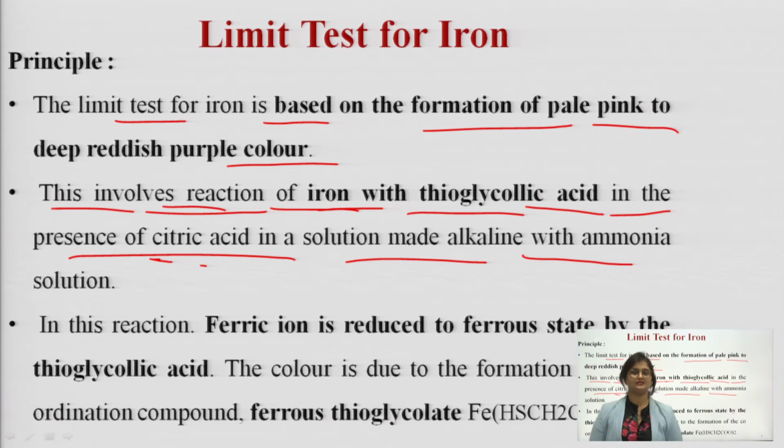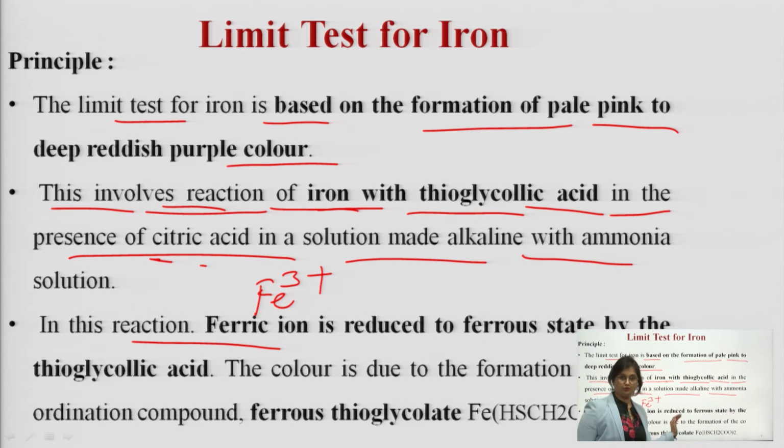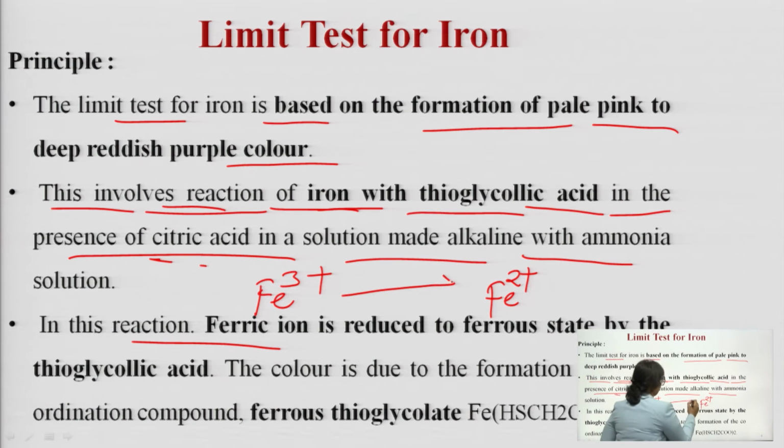In this reaction, the ferric ion is first reduced to the ferrous ion. Fe3+ is reduced to the ferrous state, Fe2+. The ferric ion is reduced to the ferrous ion in the presence of thioglycolic acid.